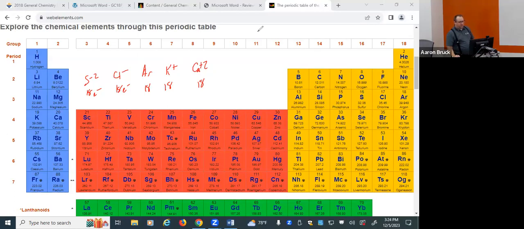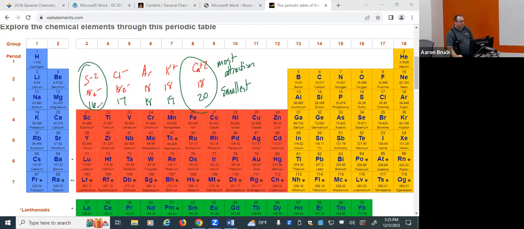While they all have the same number of electrons, they don't all have the same number of protons. Calcium ion, because it has the most protons, is going to have the greatest attraction. And because of that greatest attraction, it's going to be the smallest. The sulfide ion with the fewest protons is going to have the least attraction. And it would be the largest as a result.